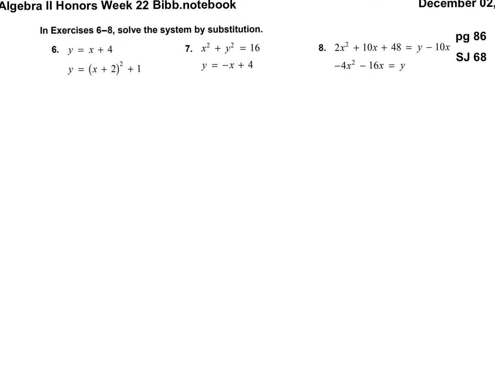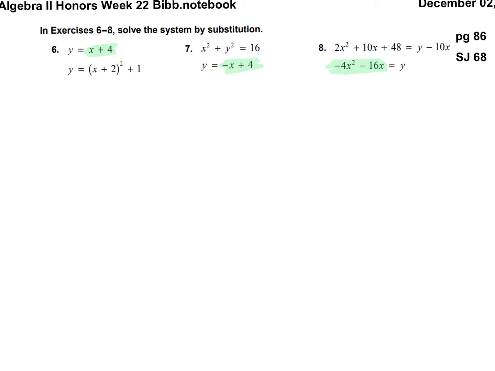First, I'm going to solve using substitution. When you solve using substitution, you want to get a variable alone and then substitute it into the other equation in order to solve. I am going to point out that 6, 7, and 8 all have a variable alone. 6 has y alone, so I'm going to use x plus 4. 7 has y alone, so I'm going to use negative x plus 4. And then 8 has y alone, so I'm going to use negative 4x squared minus 16x.